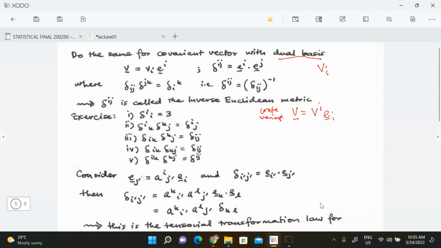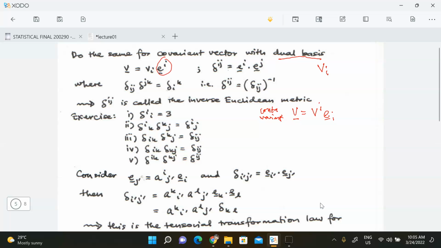Because I have my index at the bottom already, if I want to make it geometric, meaning it doesn't have any free index, I have to put them together, one with index at the bottom and one with index at the top. So this is essentially what we call the dual basis.